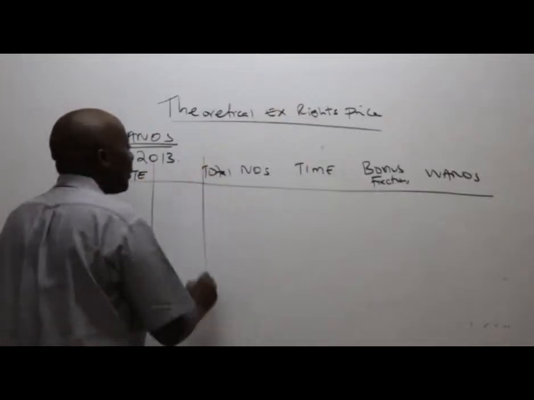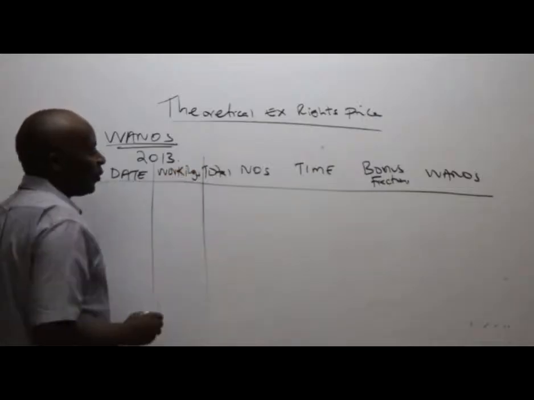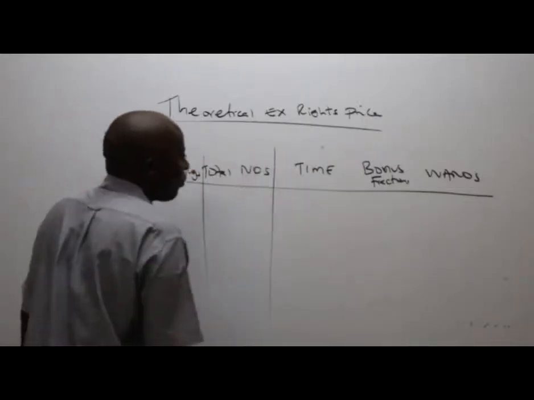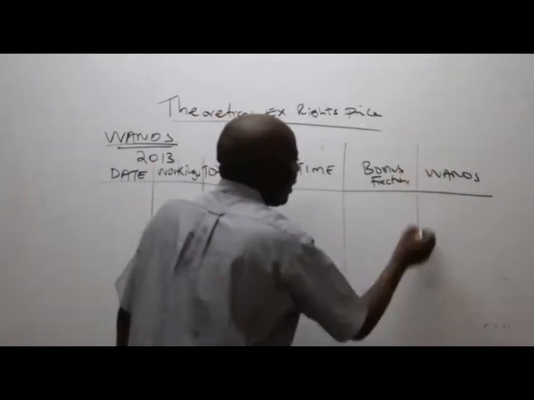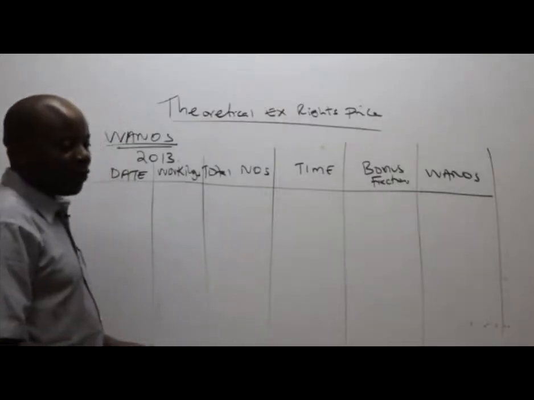Even if you want, you can also put workings in between there. I have seen some people put workings in between, which is still okay. So we have the total number of ordinary shares, we have time, we have bonus fraction, and then we have one-os like that. We have one-os.